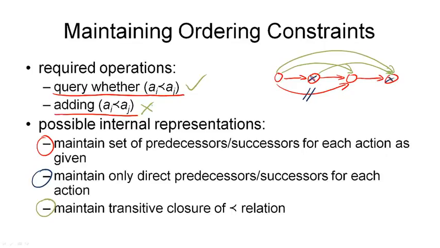In general, there's a trade-off between space and time complexity between these different representations. But in the planner, we can assume that the query is probably the most common operation. So we want this to be the fastest, and therefore the third representation is most likely to be the best.